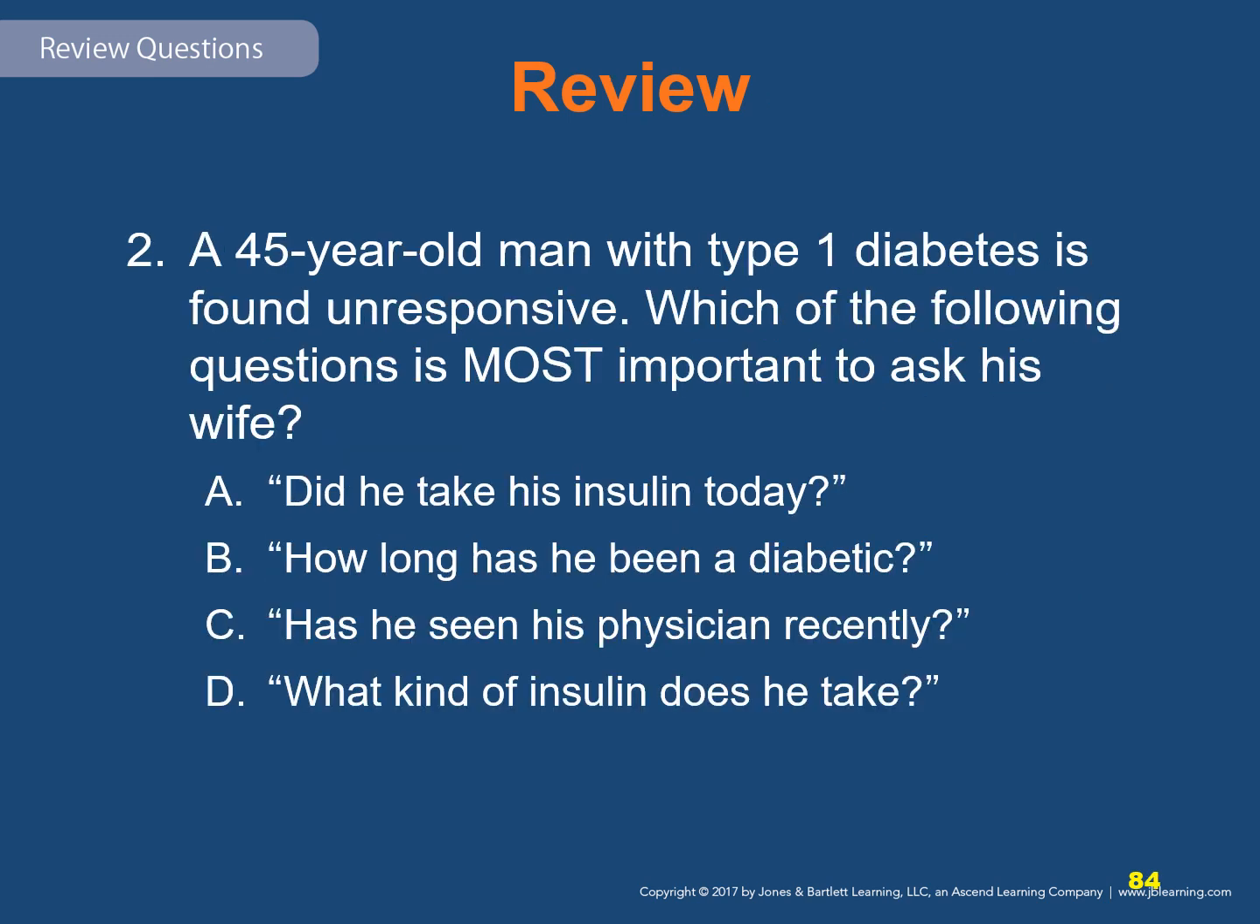Question 2. A 45-year-old man with type 1 diabetes is found unresponsive. Which of the following questions is the most important to ask his wife? A. Did he take his insulin today? B. How long has he been a diabetic? C. Has he seen his physician recently? And D. What kind of insulin does he take? Knowing what you know, hopefully at this point, about type 1 diabetes, you should get this answer easily.